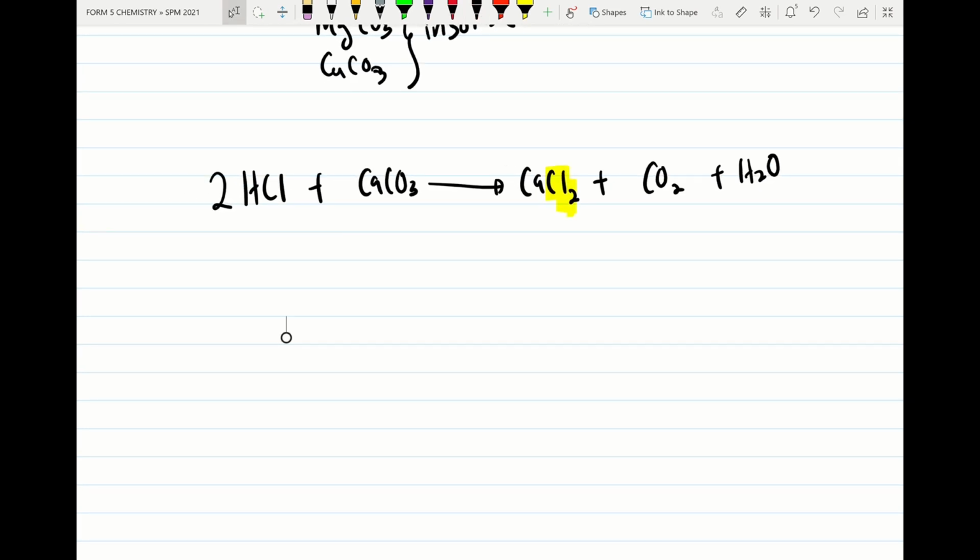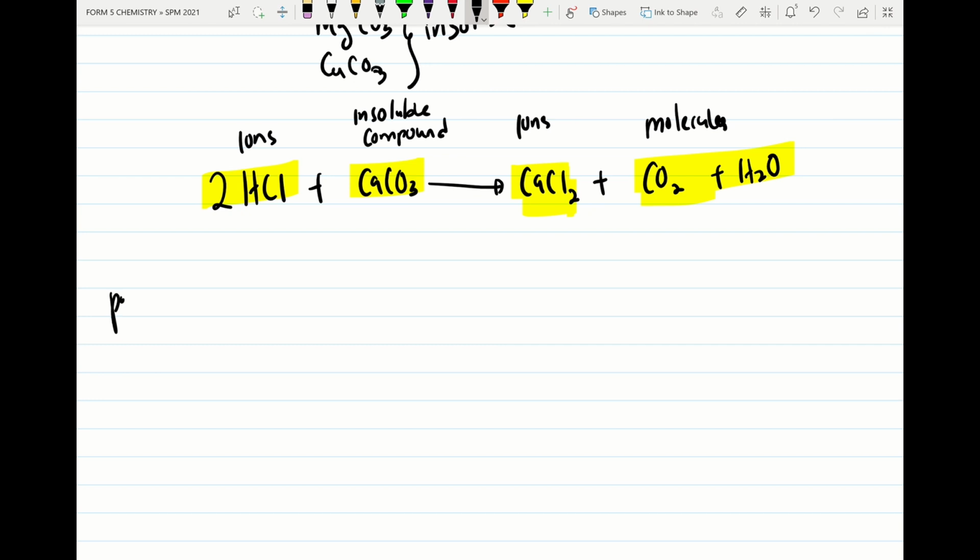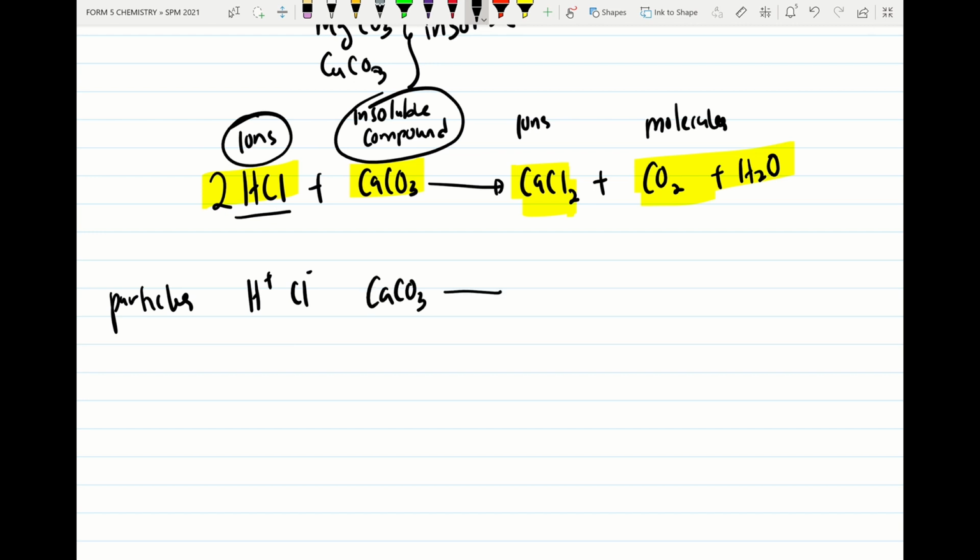To do the ionic equation, we have to remove the spectator ions. Always remember acid will ionize and produce ions. Here the calcium carbonate is insoluble, therefore it won't break up, so it exists in the form of a compound. Calcium chloride is a soluble salt, so it will form ions. These others exist as molecules. List out all the particles present in this reaction. Hydrogen chloride or hydrochloric acid exists as hydrogen ion and chloride ion, so we take out the ions. Here it forms a compound, so take the compound. Here we have calcium ion and chloride ion. Here molecules: carbon dioxide and water molecule.